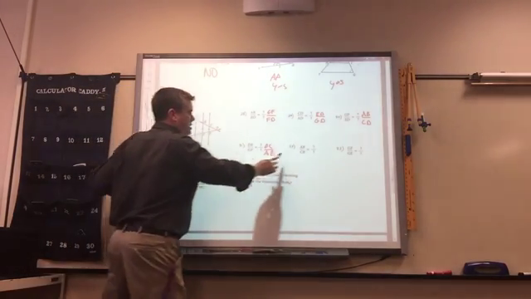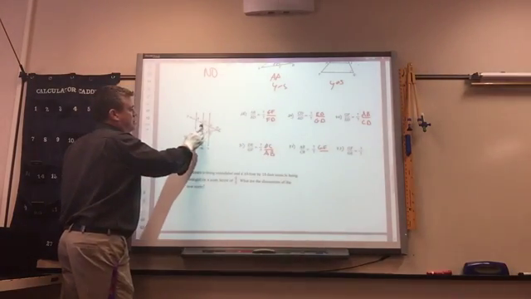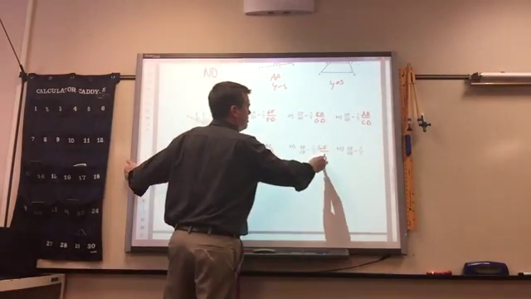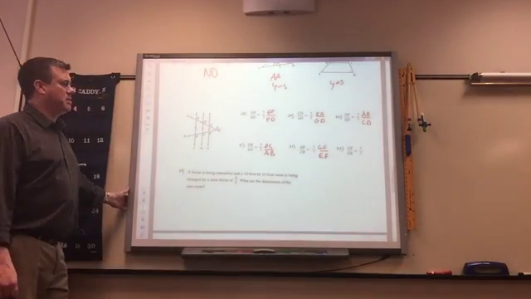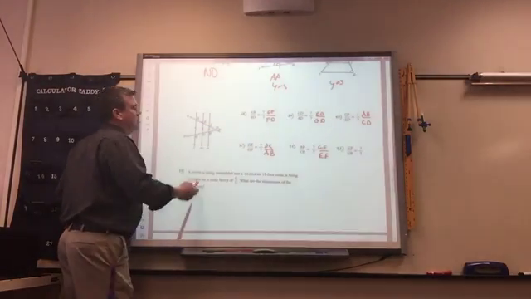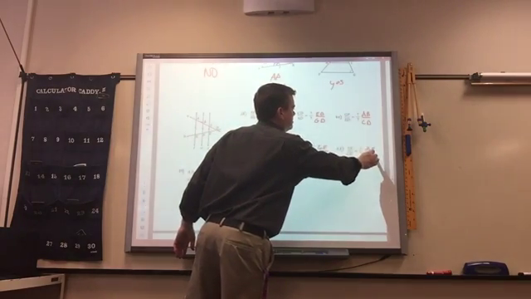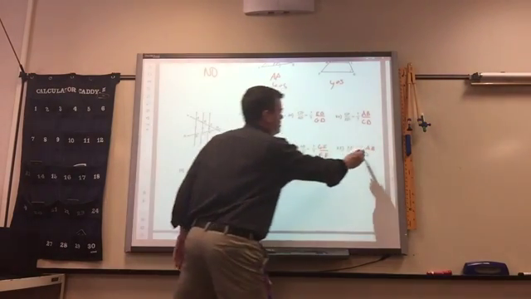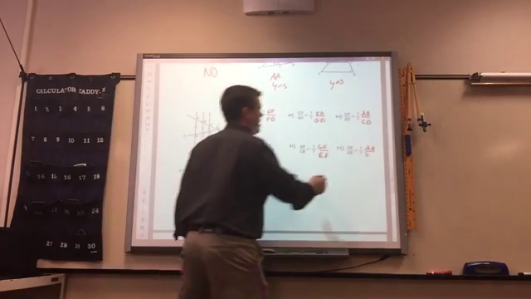AB corresponds to GF, and CB corresponds to EF. If you wrote it FE, that's the same as EF, it doesn't matter. Same with all of these, they could be backwards. GF corresponds to AB, and GE corresponds to AC.